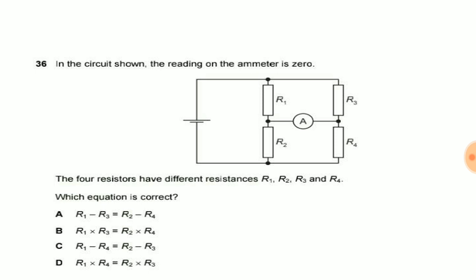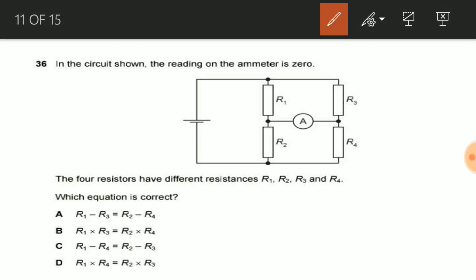Now let us see question number 36. In this question, the reading of the emitter is 0. It means that R1 and R3 must be at the same potential, and R2 and R4 must be at the same potential. This is a very easy one. Now we will use the principle of potentiometer to find the potential at R1 and the potential at R3, and if we equate that, we will get our answer. Or else we can equate the potential of R2 and R4.